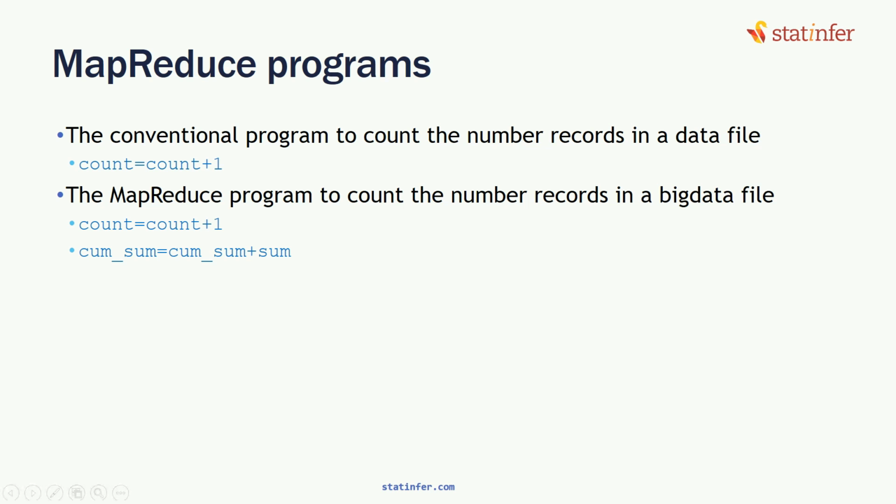So the overall problem, count the number of lines, is converted into map and reduce format. Map is simply count equals count plus 1, whereas reduce is count sum equals count sum plus sum. Basically you're summing up. So we are converting a one-line program into two lines. Basically we are converting the usual program that runs on a single node into a distributed manner. This is called MapReduce programming. To handle big data, we need to write MapReduce programs. We can't write simple programs.